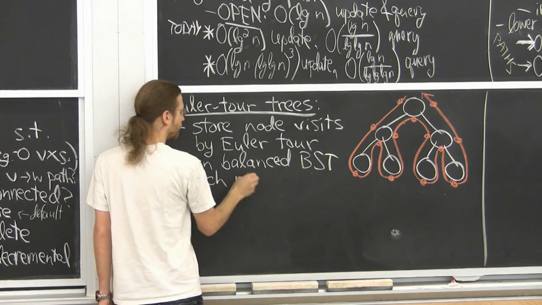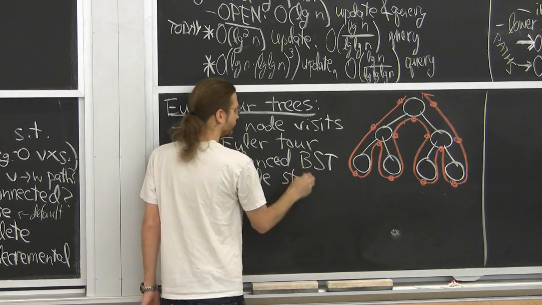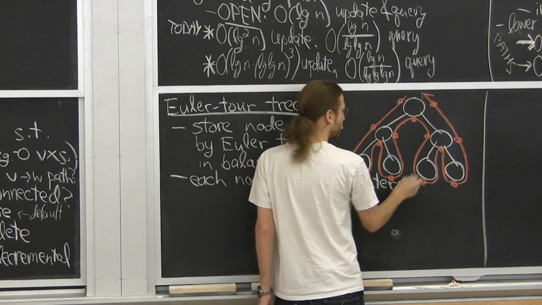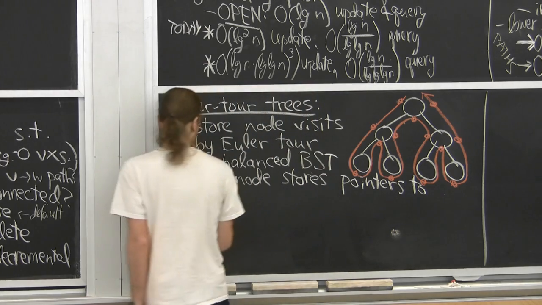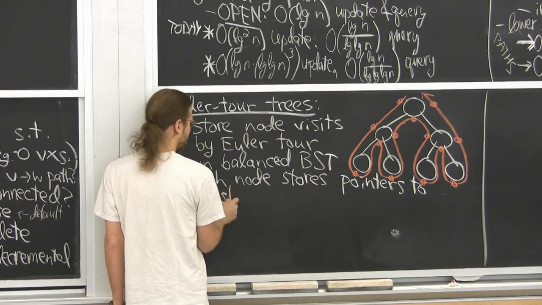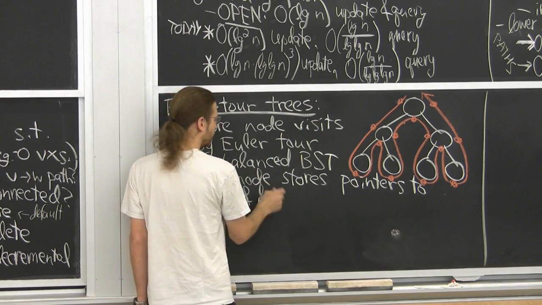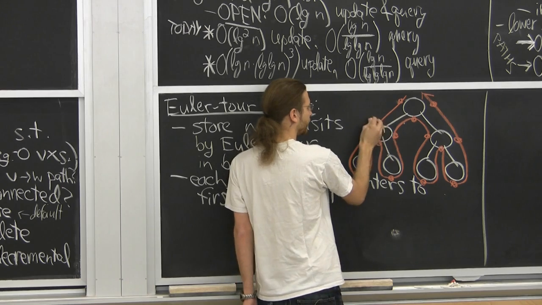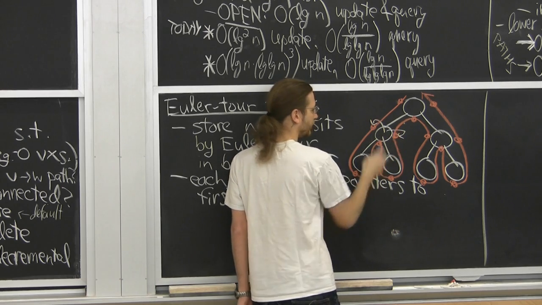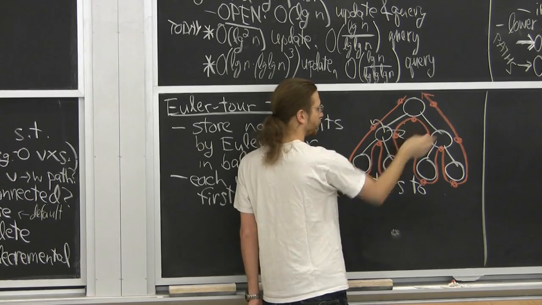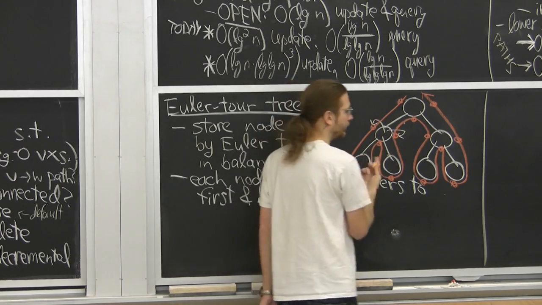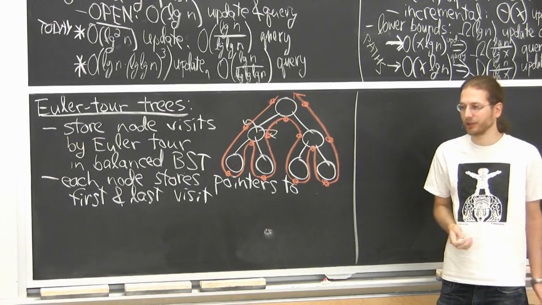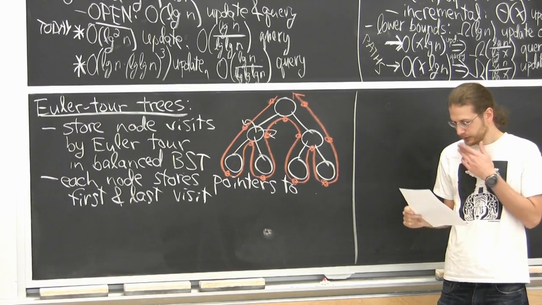Each node stores two pointers into this structure, to the first and last visit. So this node has a pointer to its first visit and its last visit along this structure. It doesn't keep track of any middle visits because there could be a lot of those. We just want to have a constant number of pointers. This is going to be a pointer machine data structure just like link-cut trees.